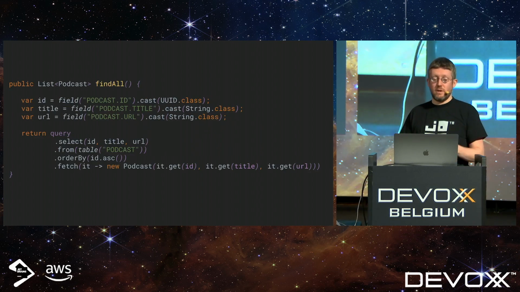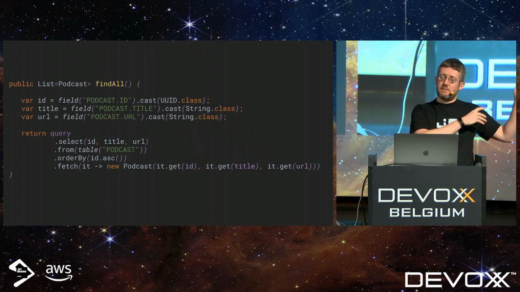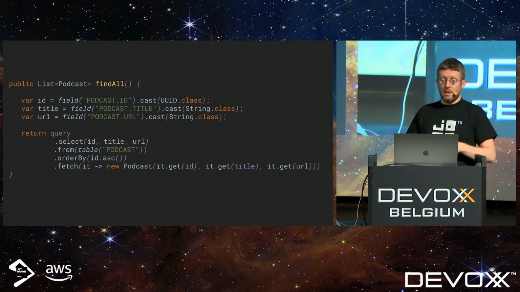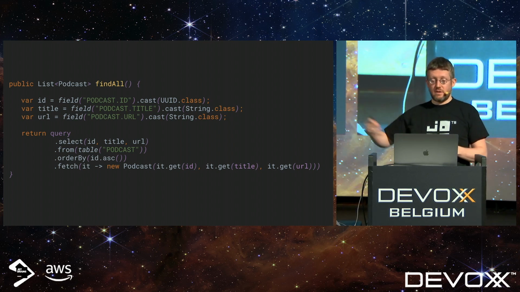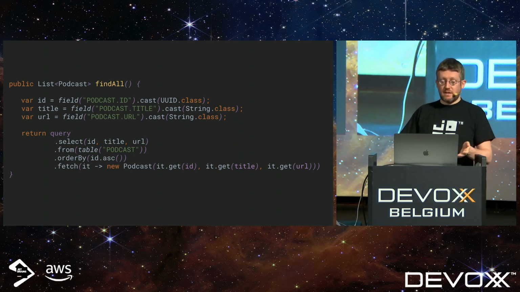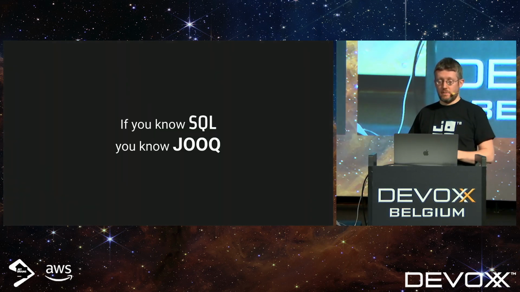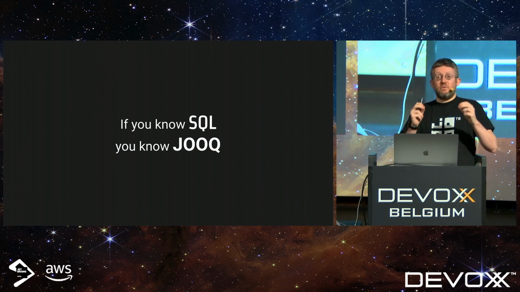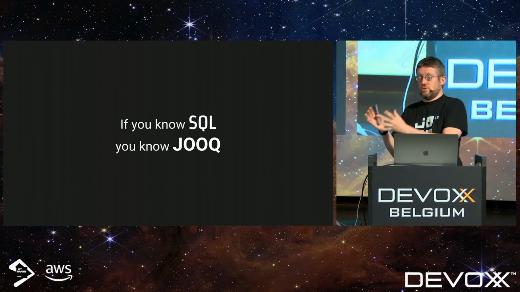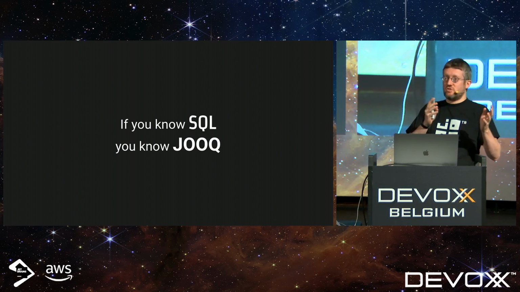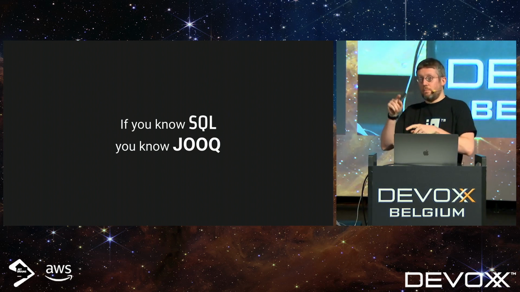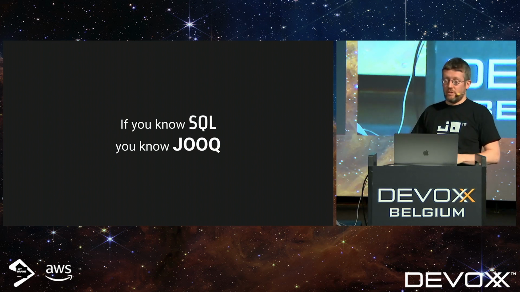If I do that in the real code example, find all, it's again the same thing as the previous JPQL example. I create the fields, so ID, title, and URL. I do the casting thing at the end and do the select with them. And at the end, I fetch the data and map it to the object podcast, and I have the object at the end. Okay, really cool. But so it means if you know SQL, you know JOOQ, because the API is the same. It's just finding where you put a point and parentheses, but nothing more than that.